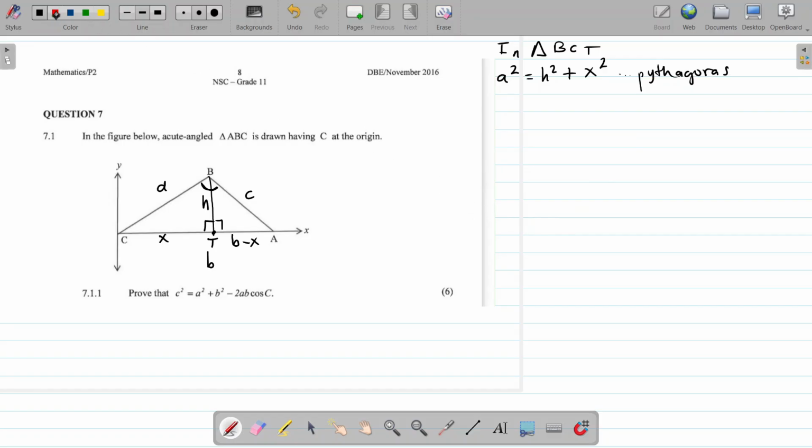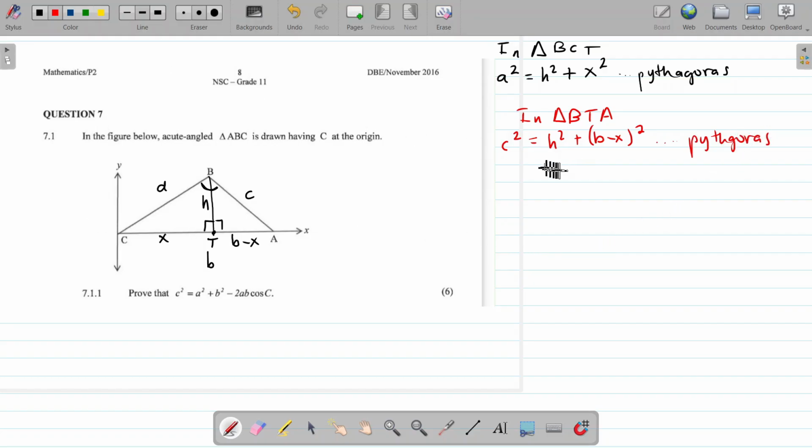Okay, cool. Now I head over to triangle BTA. Going to perform the same thing, perform Pythagoras. It's going to be c squared. c is my hypotenuse, equals h squared. And then I'm going to have plus b minus x all squared. This is still Pythagoras.